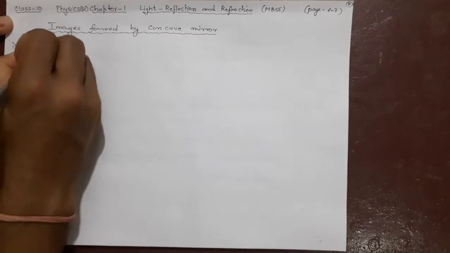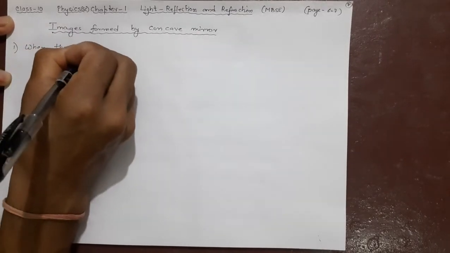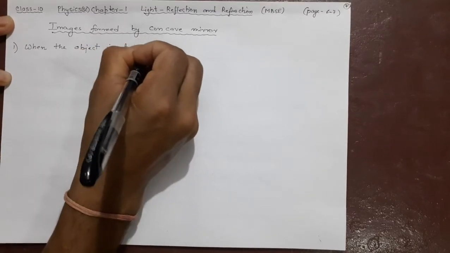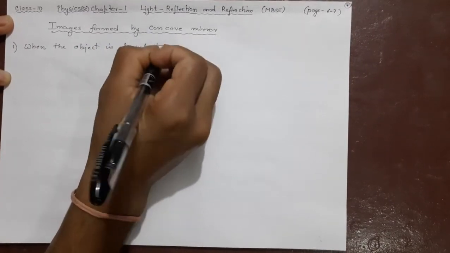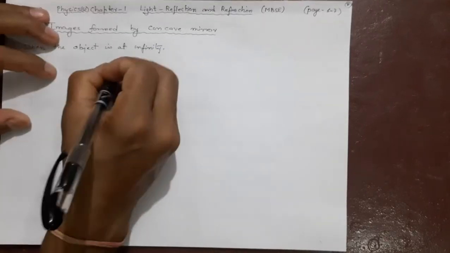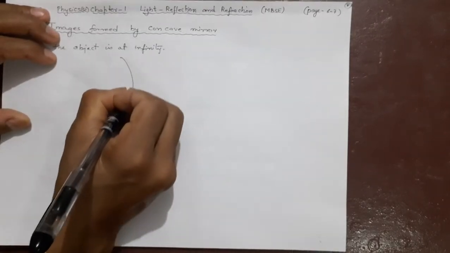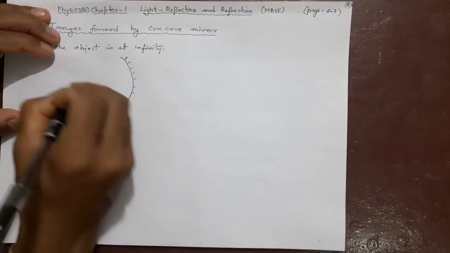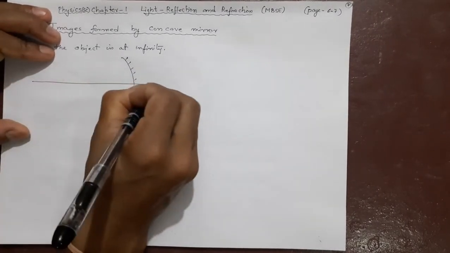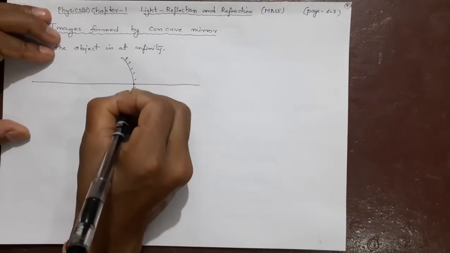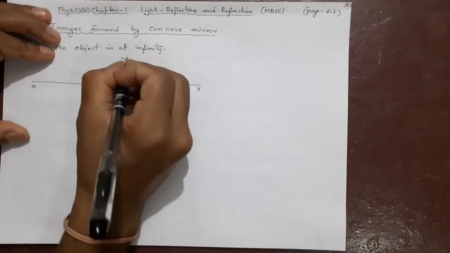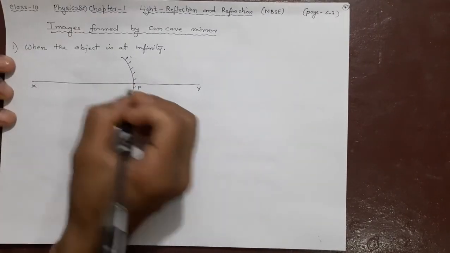when the object is at infinity, that means very far. So what will be the situation? Let's see. We'll write the situation after knowing from this diagram. We already have rules for how to make the diagrams, so we will use them. No need to write aperture and all, it is understood.